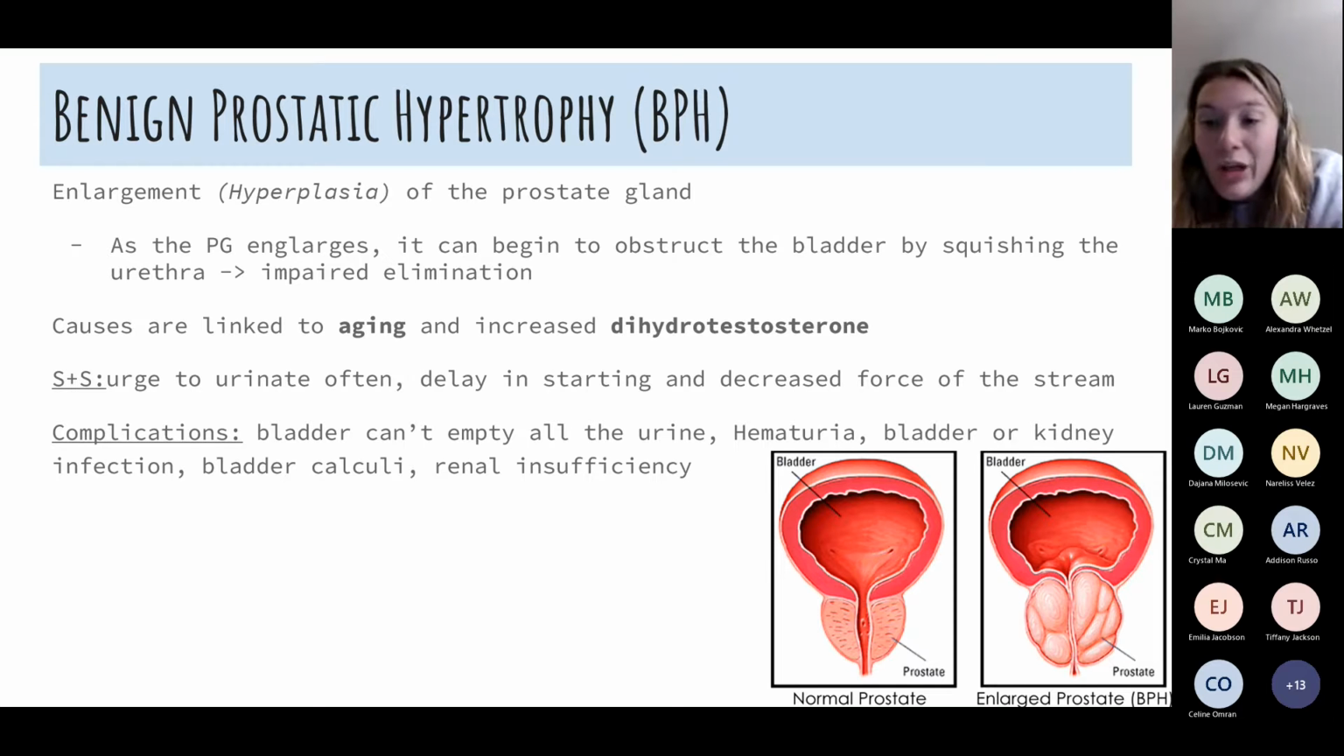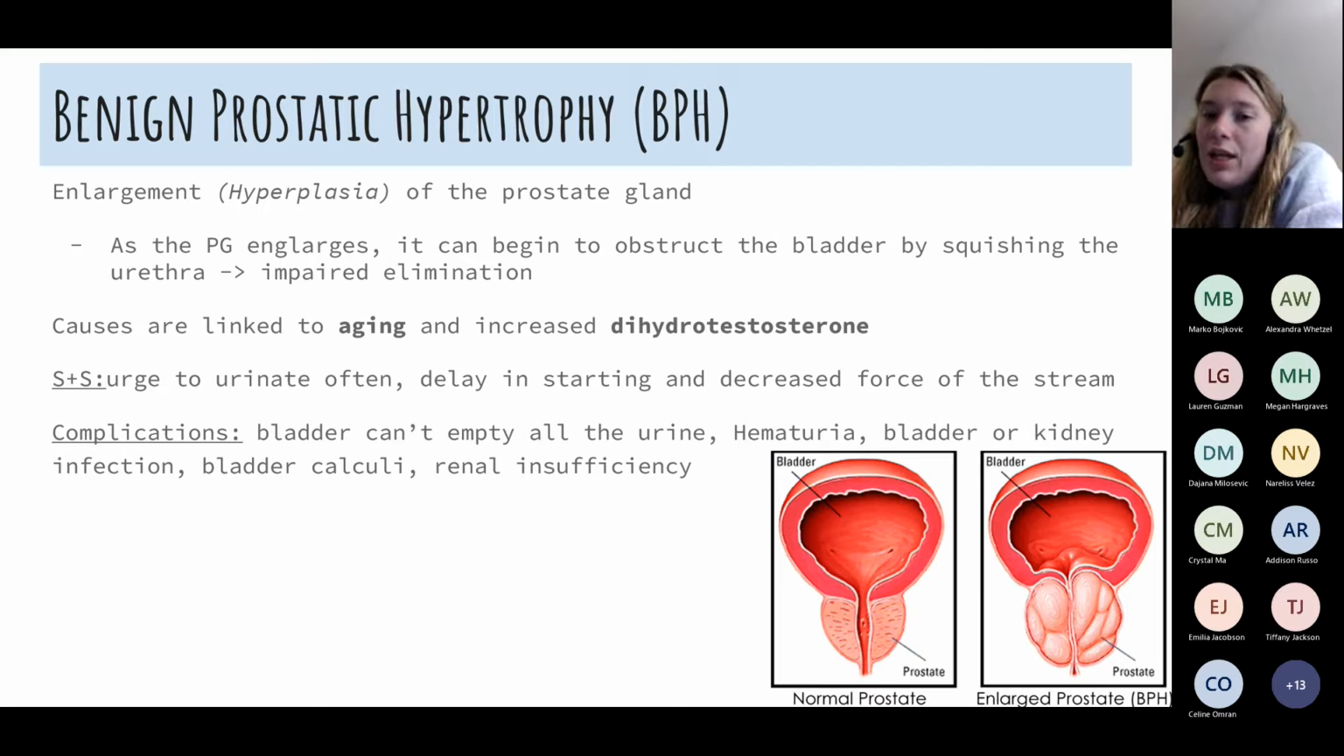This is what's going to lead to that lower urinary tract obstruction, and it's really going to impair elimination. These patients are going to feel like they have to use the bathroom a lot because they're not getting it all out, because there's an obstruction. They also have a hard time starting their stream, and it's going to be a pretty weak stream. They might just dribble a little bit, and that's all that they can get out.